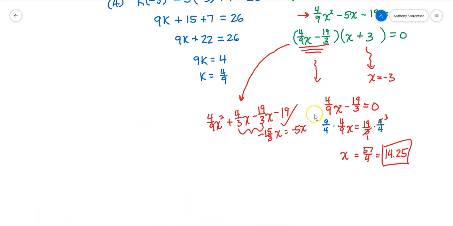So that's me choosing to use factoring as a method and using some shortcuts along the way based off of me knowing some stuff. I could have just taken the 4/9 x squared minus 5x minus 19 set equal to 0, used the quadratic formula, and should see the negative 3 come out as an answer, and then the 57/4 or 14.25 should come out as the other answer. That's another way of handling it.